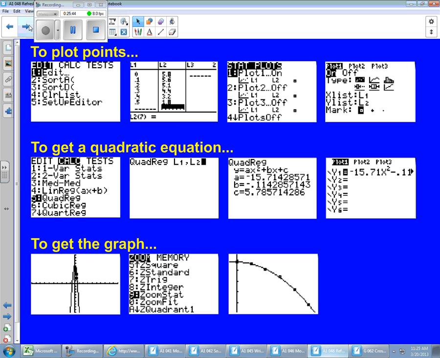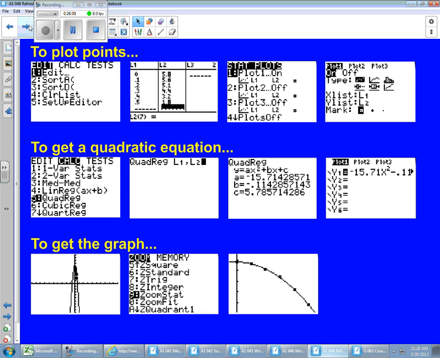If you find the need to plot points, hopefully you should be okay at this by now, but it's in the statistics menu. In the statistics menu, the very first option there is edit. Select edit. It'll bring up all of your lists. You need to type your points in there. Whatever you put in list 1 and list 2, that's your X's and your Y's. You put all your X's in one list, all your Y's in one list. So put all your points in there.